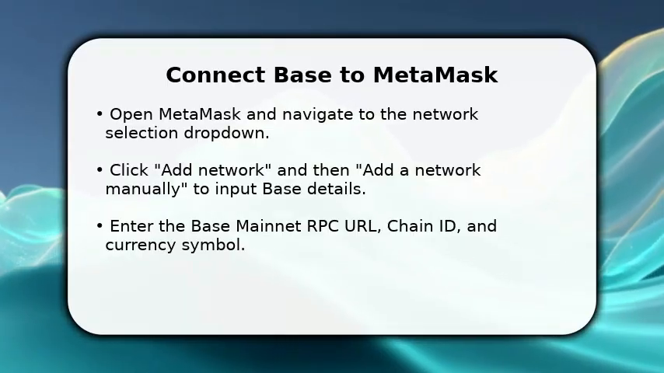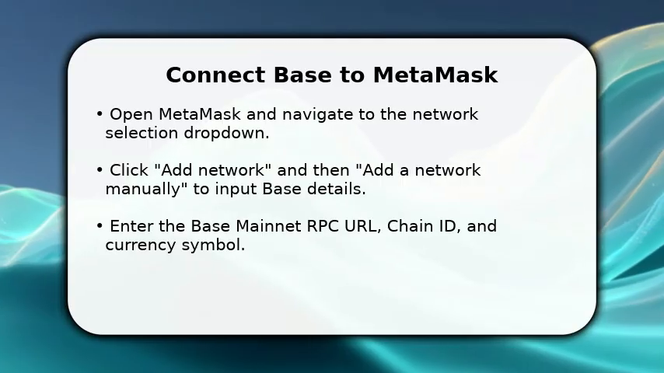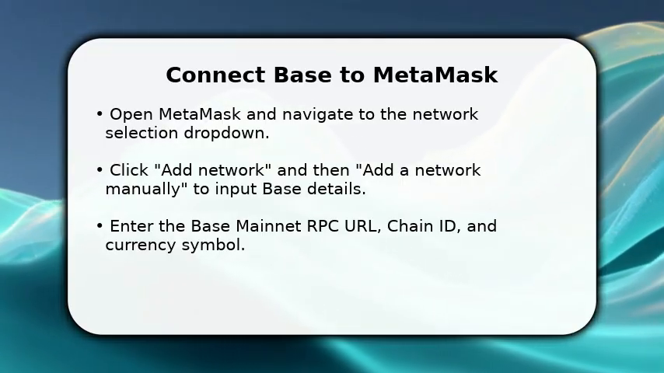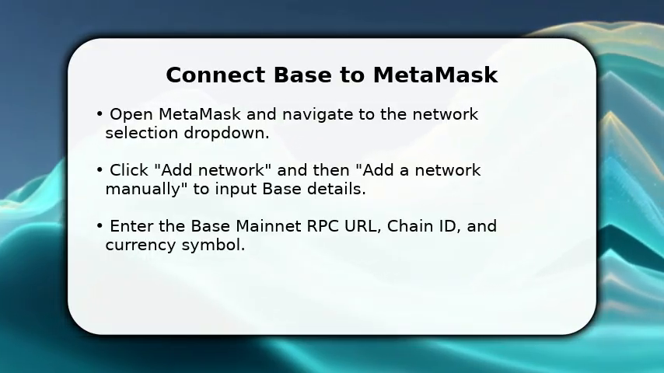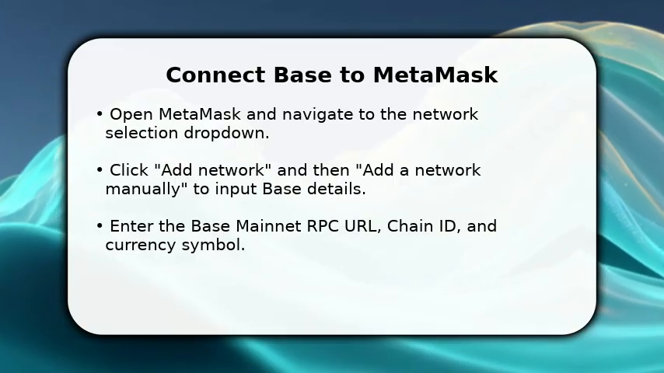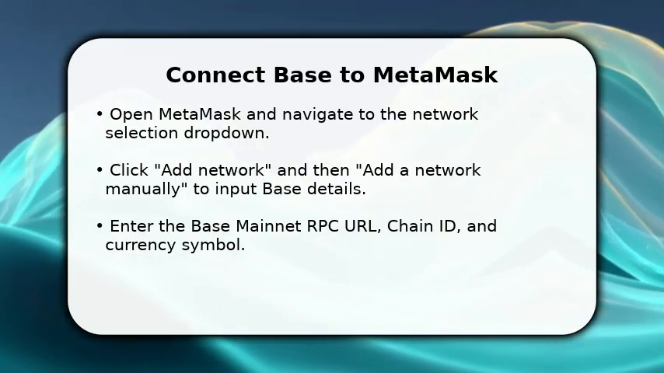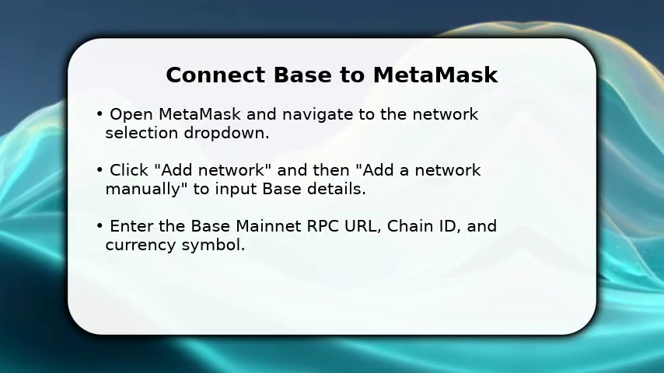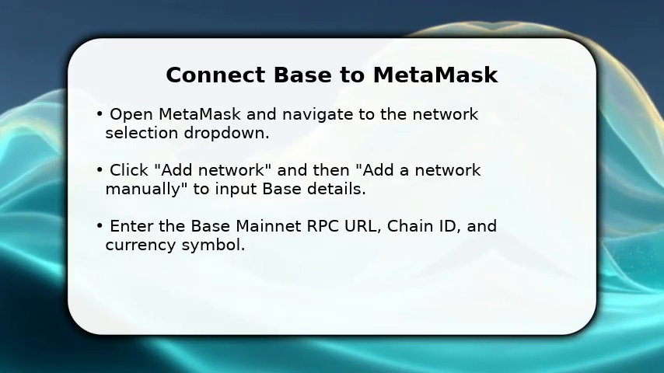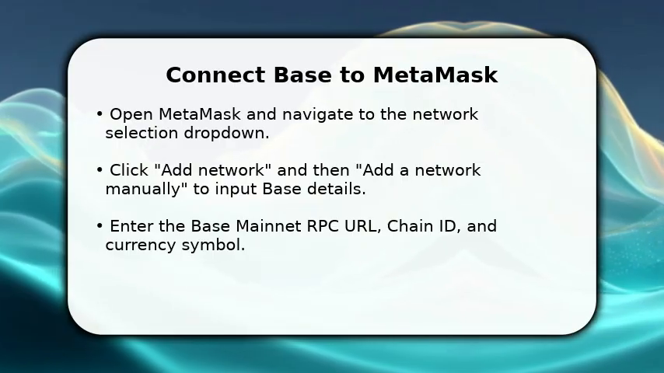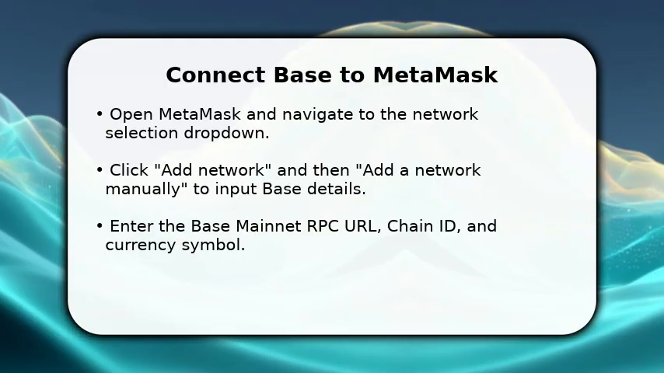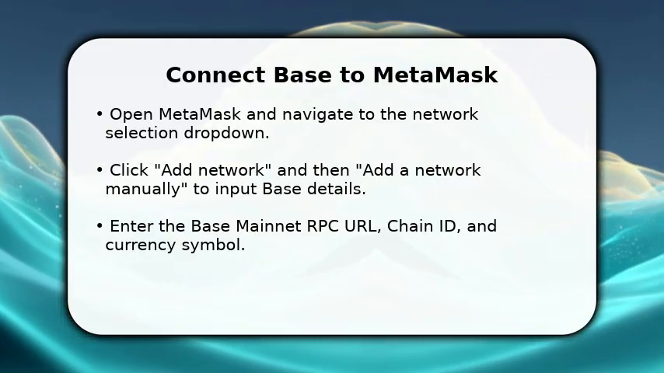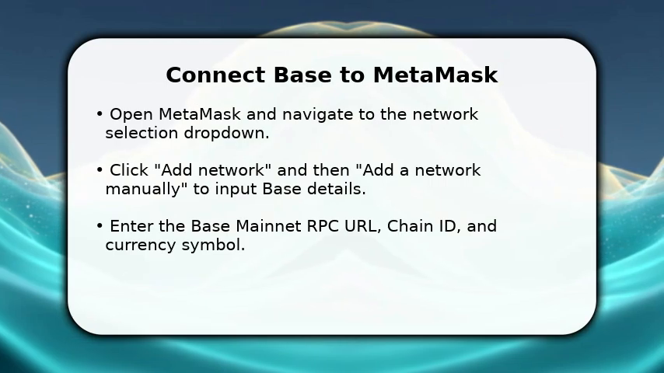In this video, I will explain how to use the Base crypto network with MetaMask. First, open your MetaMask wallet and locate the network selection drop-down at the top. Click on Add Network and then choose Add a Network manually. You'll need to input specific details for the Base mainnet: the network name, a new RPC URL, the chain ID, which is 8453, and the currency symbol ETH. Once you save these settings, the Base network will be successfully added to your MetaMask.